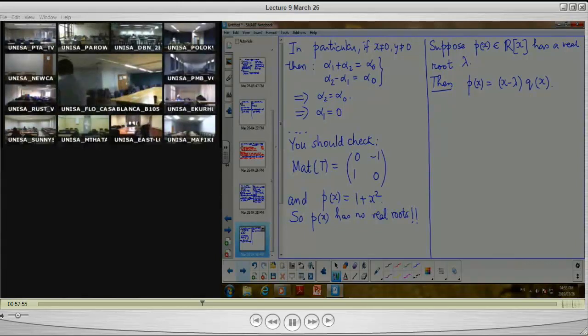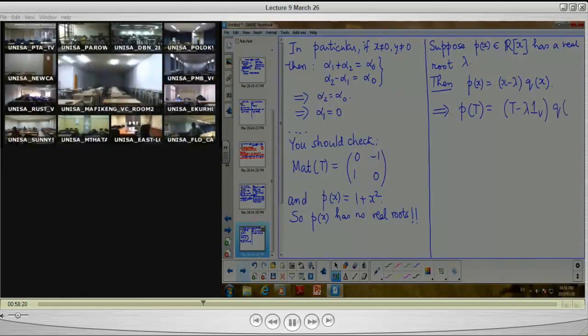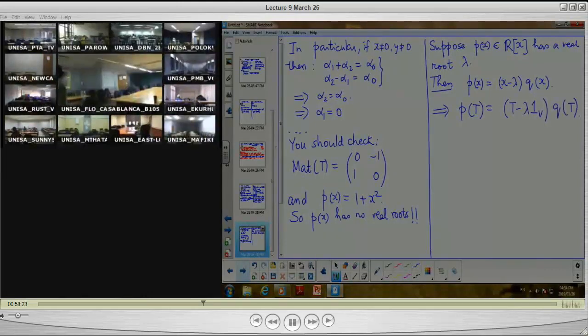Okay? So this tells us therefore, right? Remember, this multiplication means it's actually composition. Right? Okay.